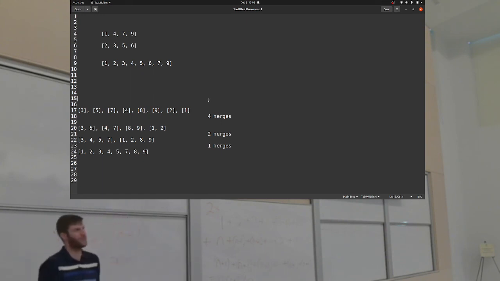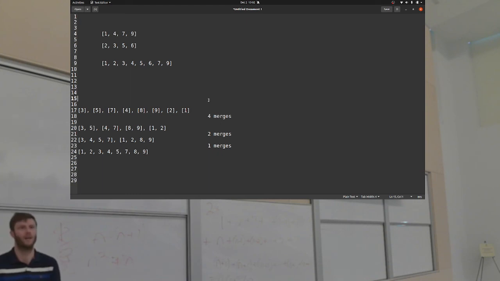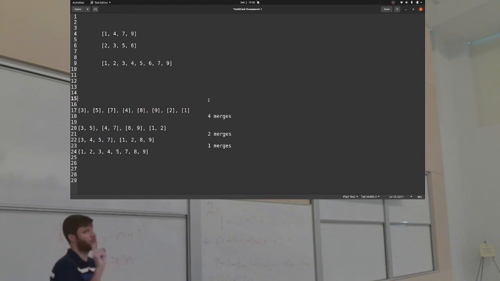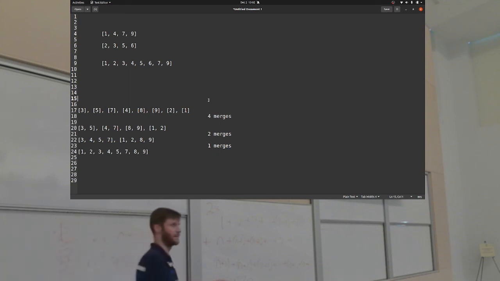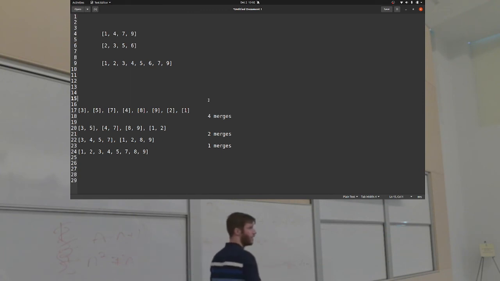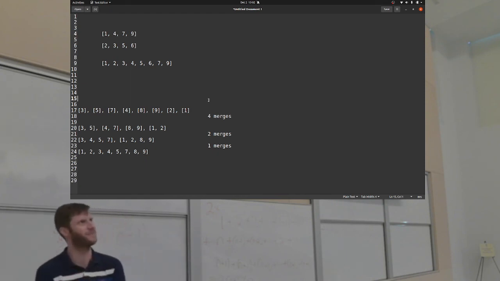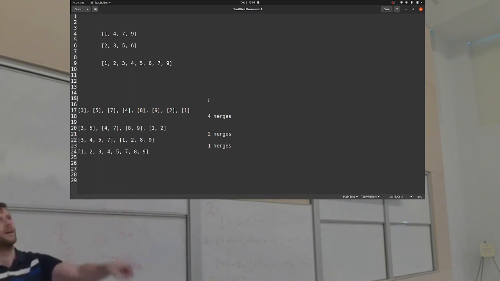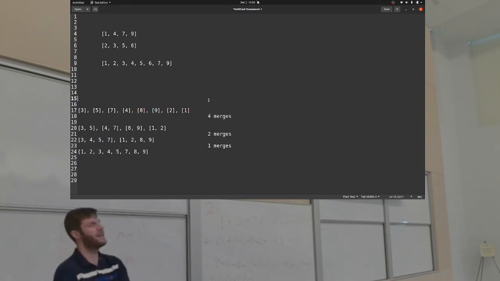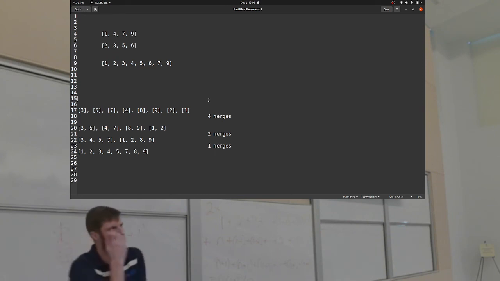Does anyone know what this relationship is? Like a square root. Not square root, but your mind is in the right place. Like n over n? No. 1 over n? You're all thinking in the right place. You have to do n minus 1 merges? No, that's not where we're going here.